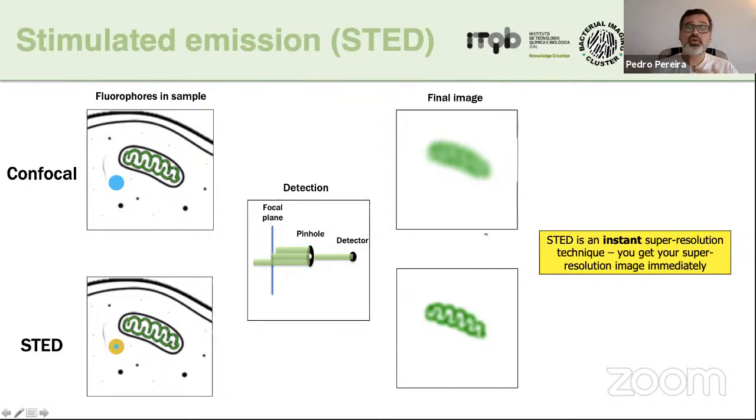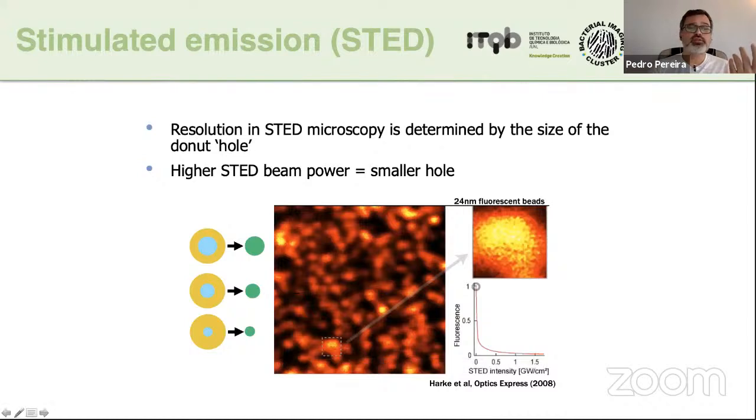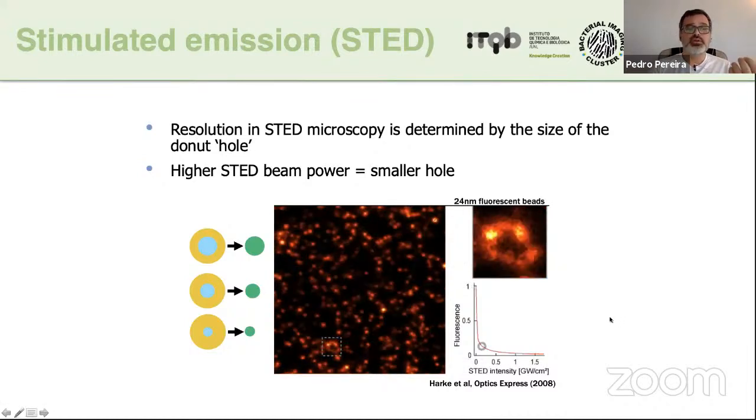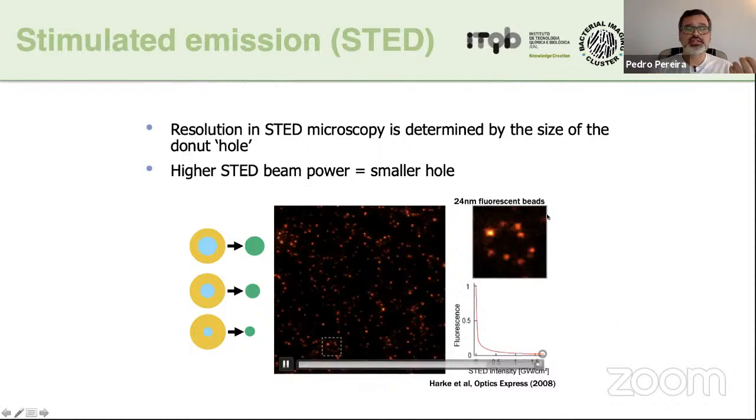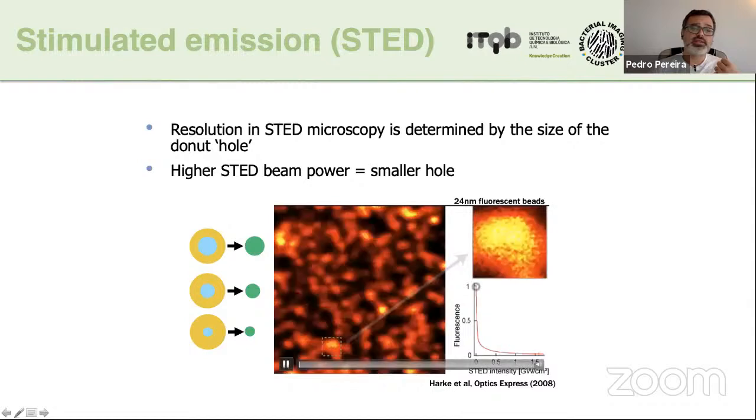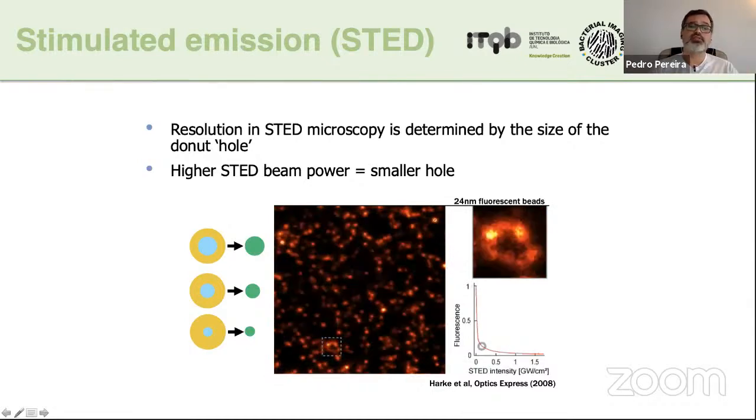All the other techniques require some sort of reconstruction. Obviously, as a confocal technique, you can also deconvolve your image, but you don't need to. So it's the only true instant super resolution technique. Okay. Just to give you a notion of how this works and how tunable this resolution is. The higher the STED beam power you use, the smaller the hole of your donut. So what this means is that the more power you put, the higher resolution you get.